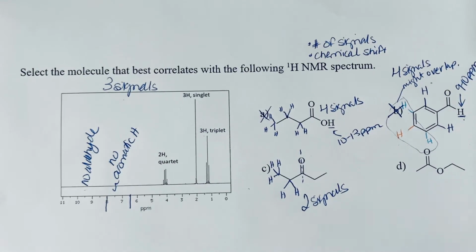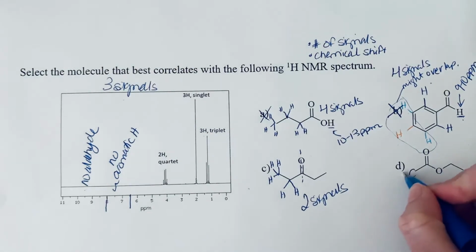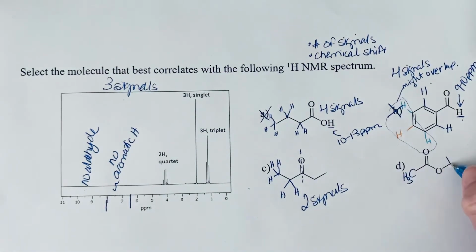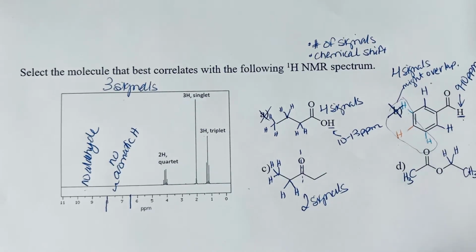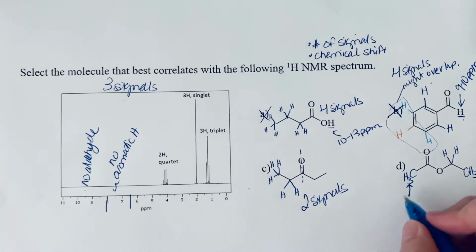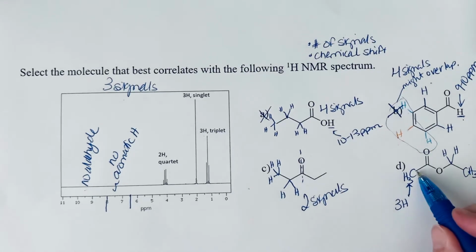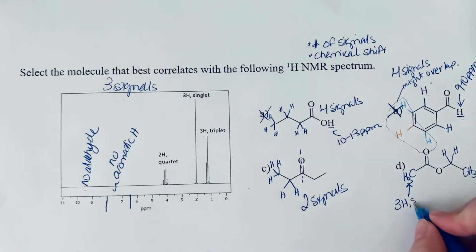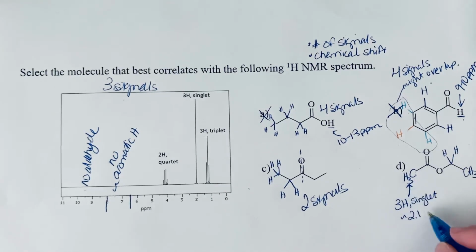So if we look at D, we've got a CH3. That would be 1 signal, a CH2 would be another signal, and then another CH3. So that has 3 signals, and let's just make sure that everything else matches what we would predict. So this signal here would integrate for 3 hydrogens. It would be a singlet because the carbon next door has no hydrogens. And being adjacent to a carbonyl, I'm going to expect that CH3 would be about 2.1 ppm, parts per million.